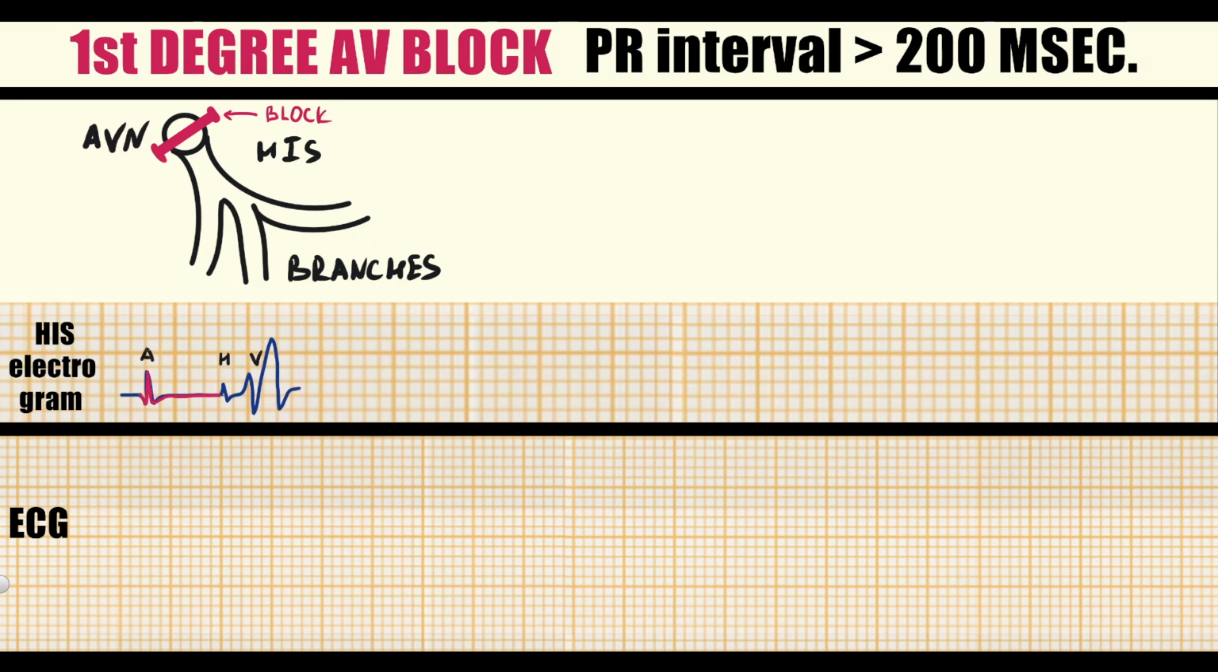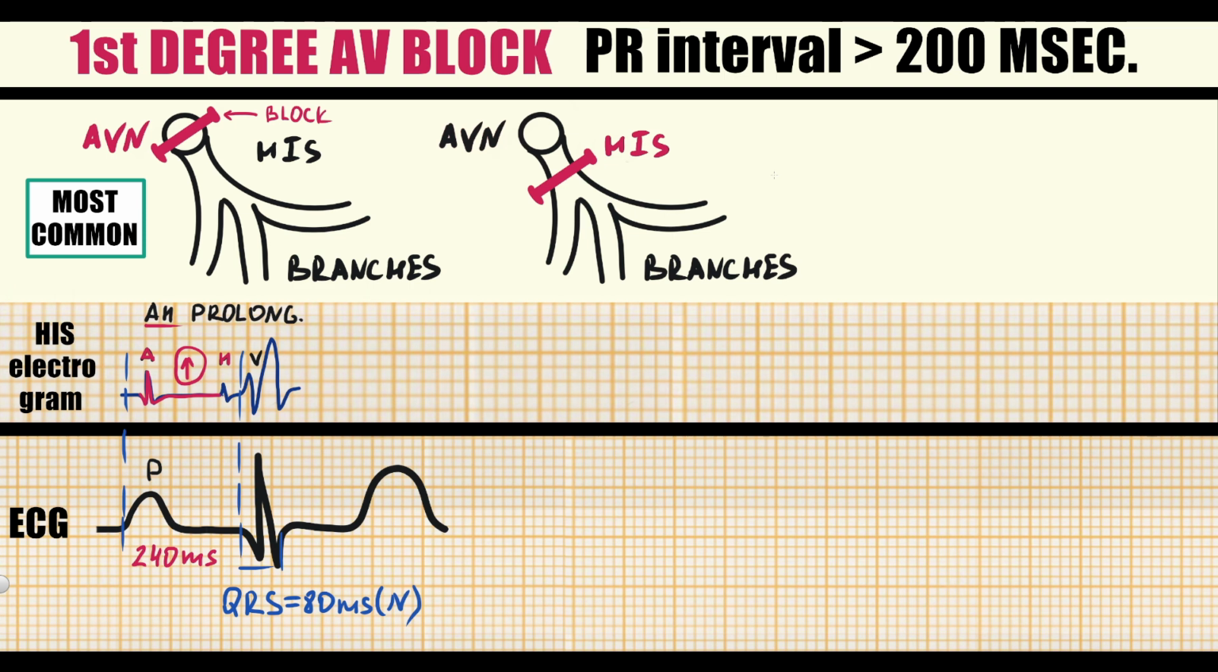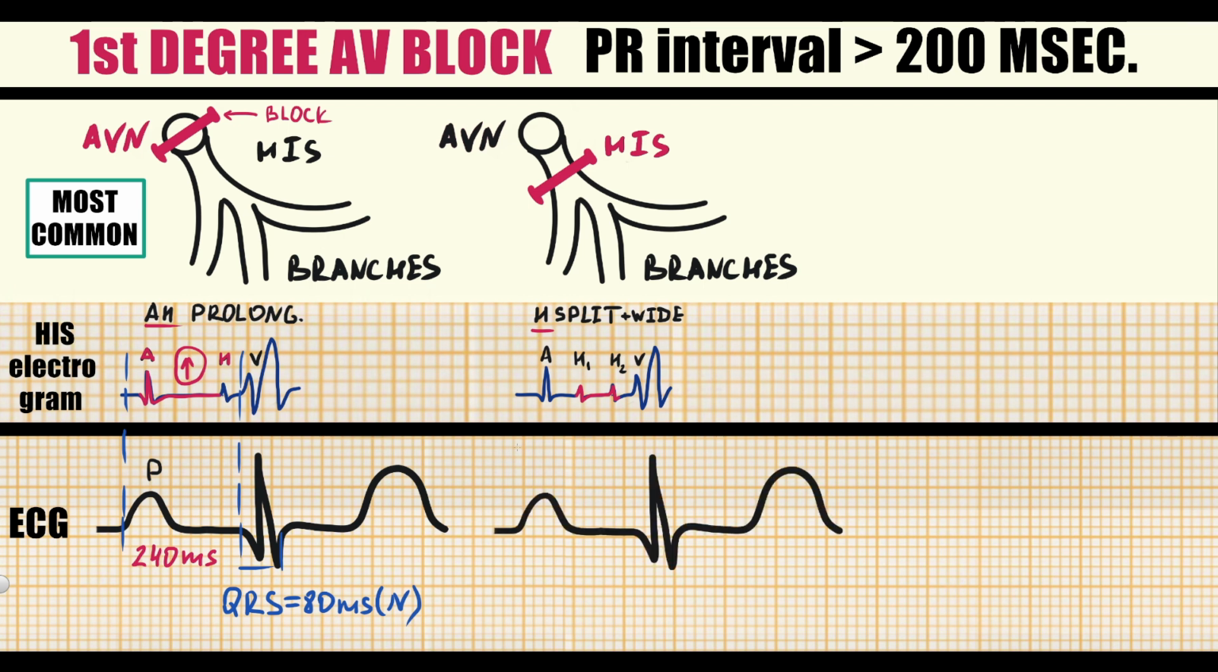On His bundle electrogram, we find AH interval prolongation. On ECG, we find PR prolongation with normal contour and duration of QRS. In case of intra-His localization of AV block, on electrogram we find the split of H spike to two waves, H1 and H2, and duration more than 20 milliseconds. On ECG, QRS is usually unchanged or slightly wider than normal sinus.